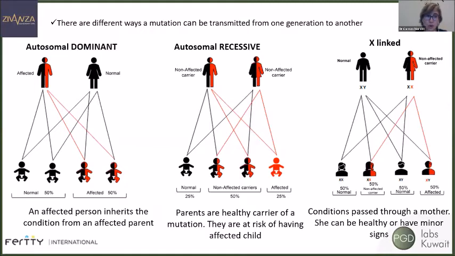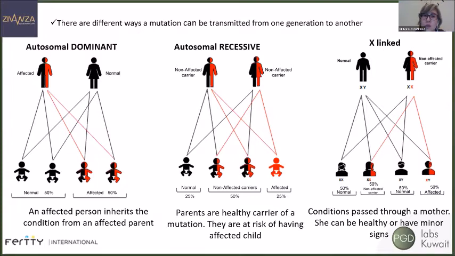We have what we call autosomal dominant disease, meaning that an affected person inherits the condition from an affected parent. Of the two copies we have of a gene, when only one is abnormal, one is mutated and not working properly, it's enough to cause the disease. So an affected child inherits this disease from an affected father or mother.